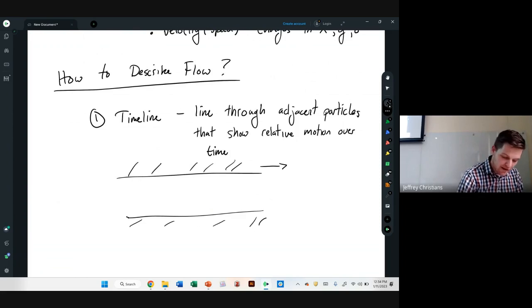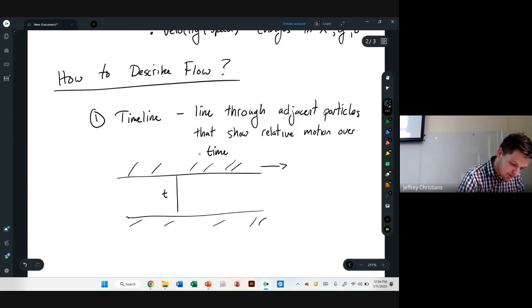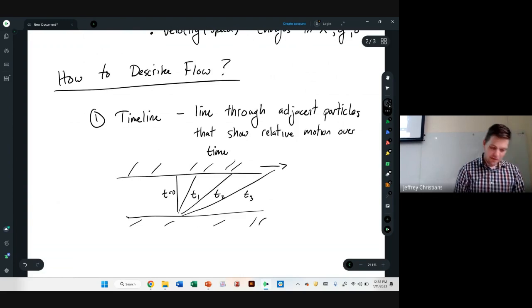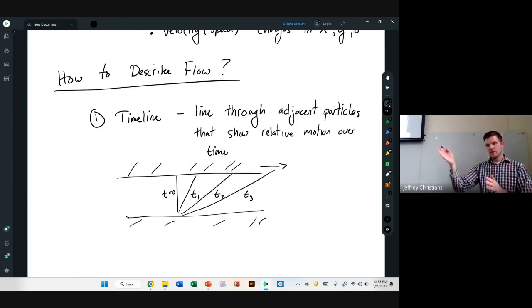So with timelines, you would see something like this. This would be time equals 0, T1, T2, T3. So you would have these individual lines that show the relative fluid motion, and you can kind of back out then what's happening with velocity. The ones at the top move farther, so it's a higher velocity, but it's not directly showing you the velocity field. It's giving you information about it.